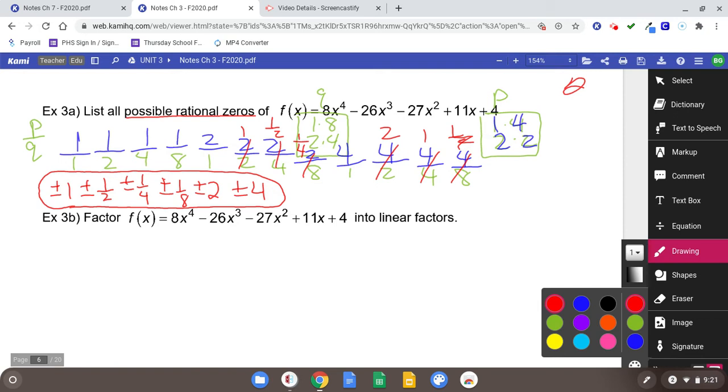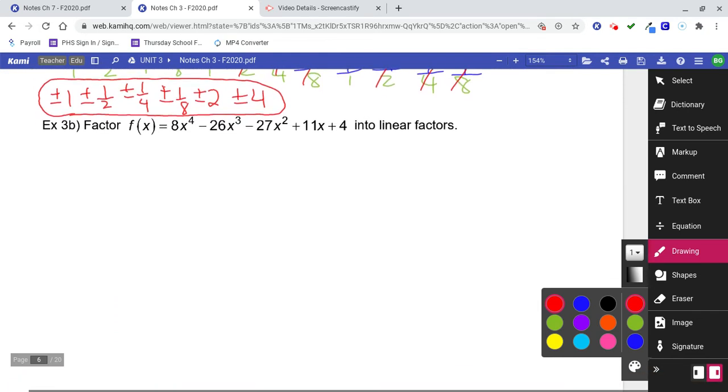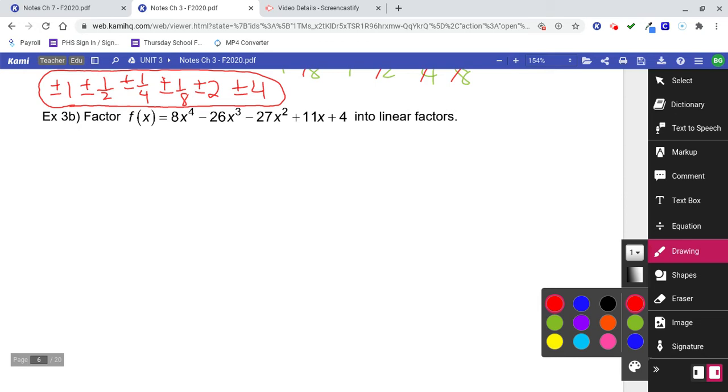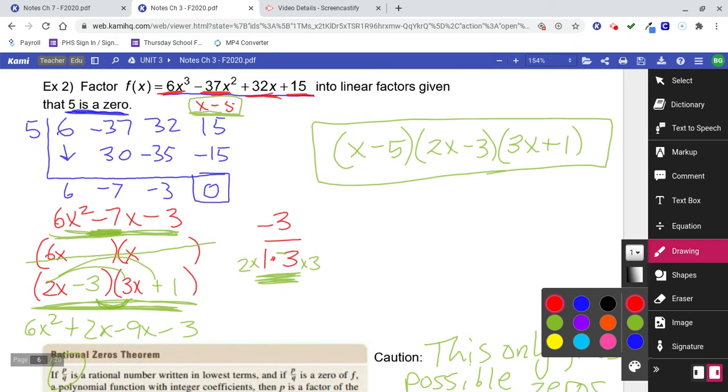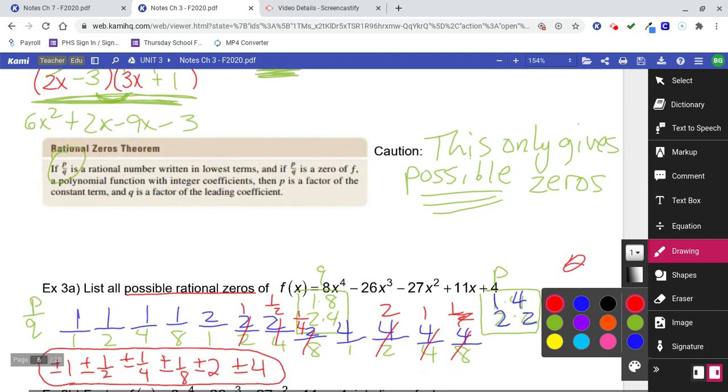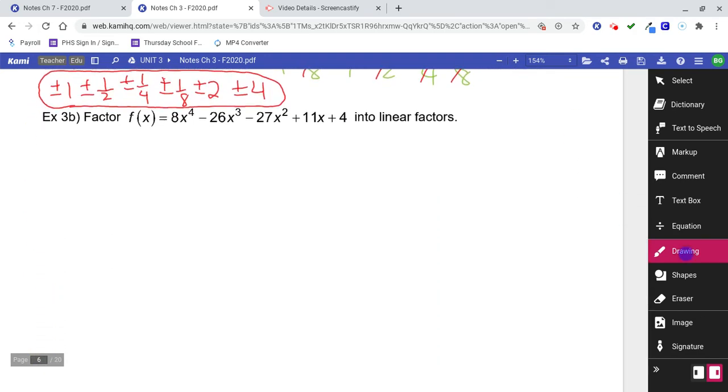So then part 3b says I want to factor that thing, okay? Now, this is very similar to problem 2. Problem 2 says factor the polynomial, but problem 2 was much, much easier because they gave me the first number to try. They said 5 is a 0, try that first. This one, we don't know what's going to work, and so here's what you're going to hate. What we're going to have to do is just start trying those numbers until we find one that works, okay?